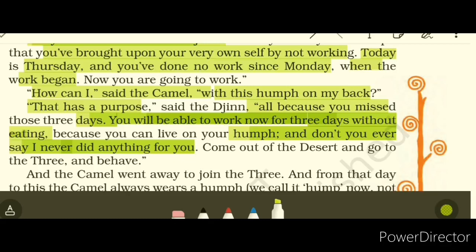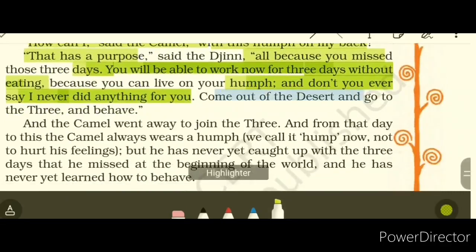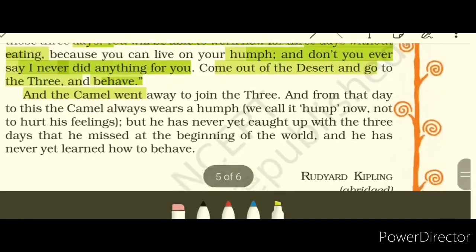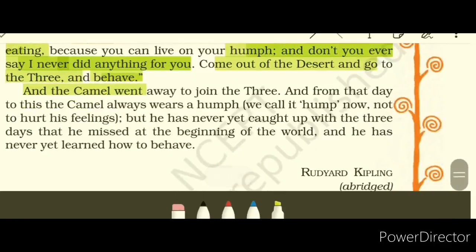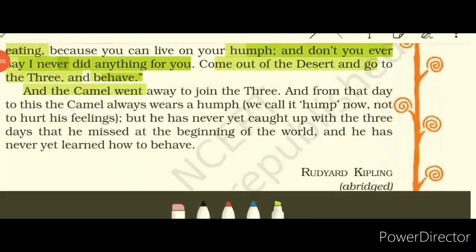Come out of the desert and go to the tree and behave. So he said, just get out of this desert. Go where the other three animals are walking and start behaving yourself. Be social, be conducive in approach. Okay. So now what happens finally? Let's find out by reading the final paragraph of the story.